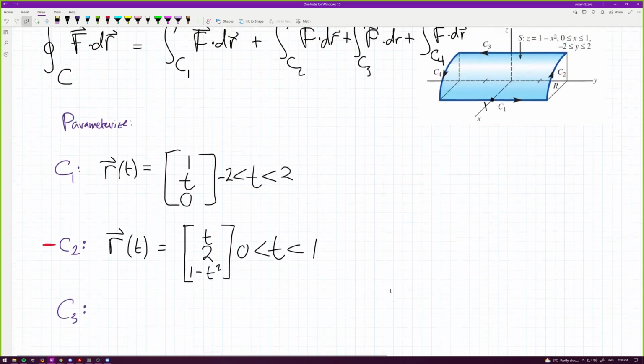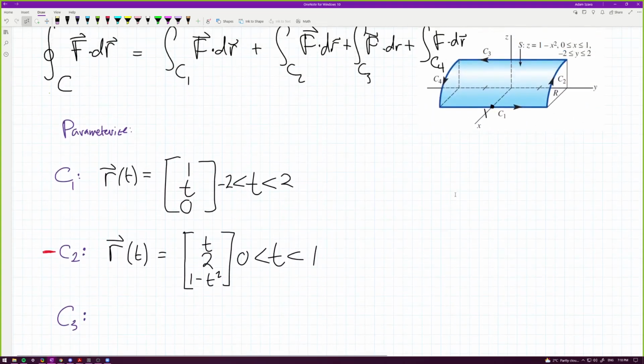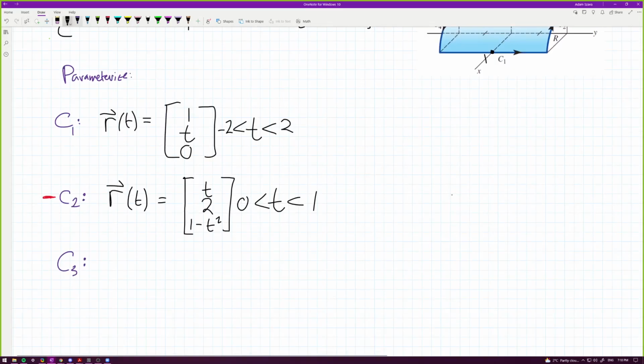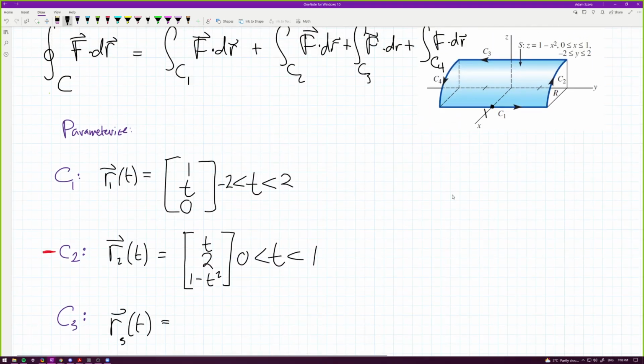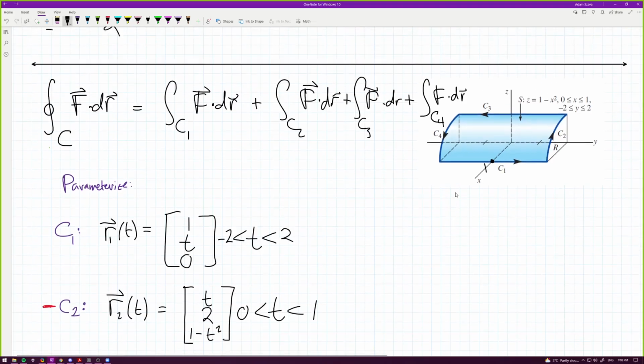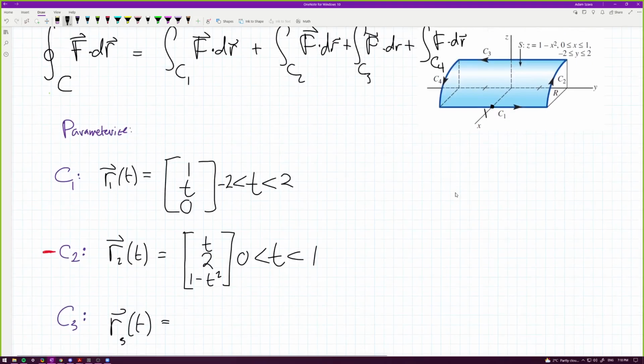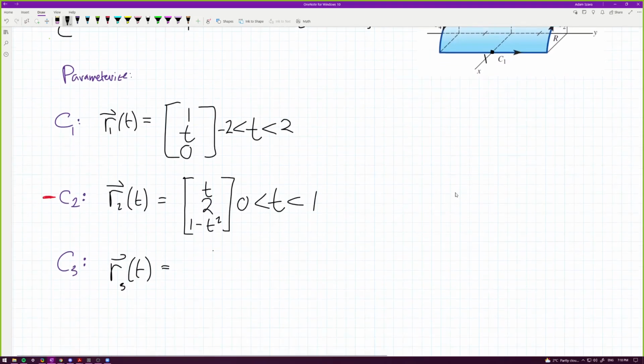And so, yeah, then we have that. So then from here, if I keep parameterizing, I have R1, R2, R3 of t equals, so R3 is going to be C3. So again, very similar idea. X stays constant at 0. Z stays constant at 1. t varies between -2 and 2.